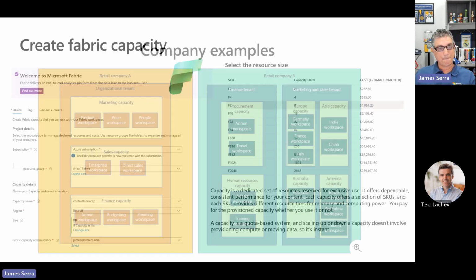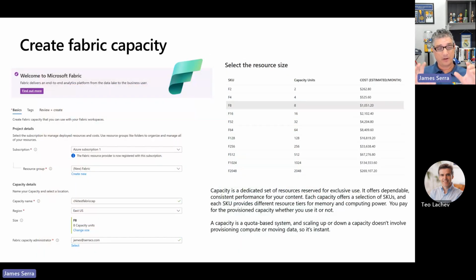So if I go in to create a Fabric capacity, this is what it will look like. I have a resource size, and that gives me dedicated compute. If I don't use it, I lose it. So you want to be careful in selecting something that is not going to be too much or too little. So this gets into other conversations we have with customers. Eventually, there'll be a sort of calculator you can use to figure out the best resource size to get started with.